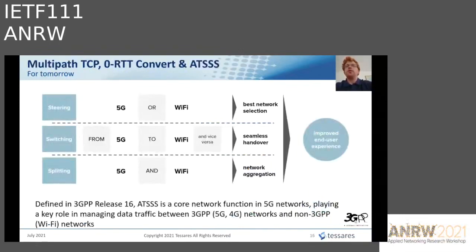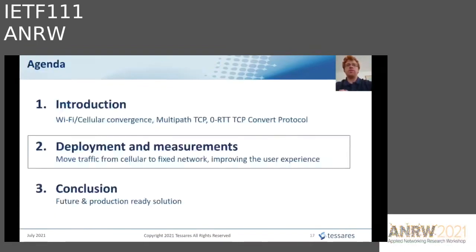In the end, all the solution I presented here, combining MPTCP with the Zero RTT convert, is already part of the future 5G. Indeed, in the 3GPP release 16, an ATSSS function is defined. ATSSS stands for Access Traffic Steering, Switching, Splitting, and it combines these two technologies to play a key role in managing data traffic between 3GPP, so 5G, 4G, and those networks, and non-3GPP networks like Wi-Fi or private networks.